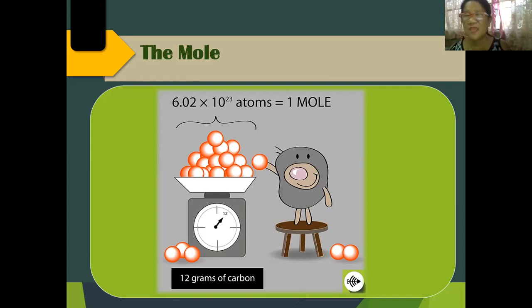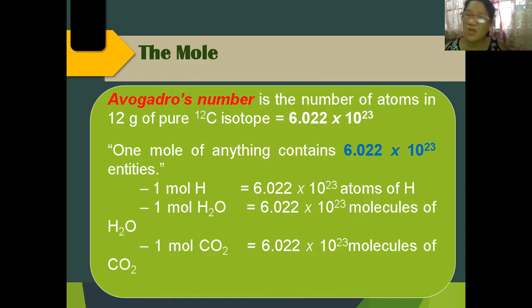A particle could either be an atom or a molecule. So that is the power of Avogadro's number. For instance, 12 grams of pure carbon is equivalent to 6.022 times 10 to the power of 23 atoms of carbon. And 1 mole of anything contains 6.022 times 10 to the power of 23. That is Avogadro's number. And 1 mole of hydrogen, how many atoms of hydrogen? 6.022 times 10 to the power of 23 atoms of hydrogen.